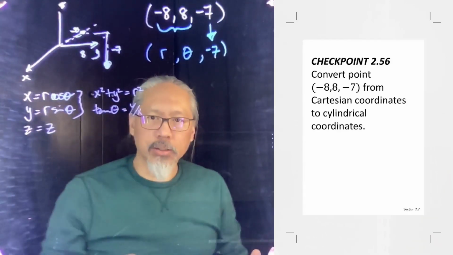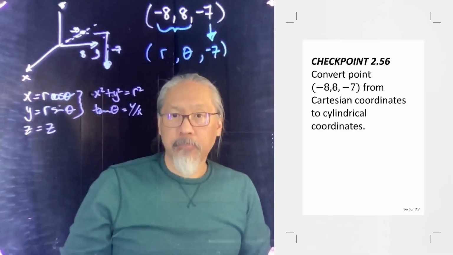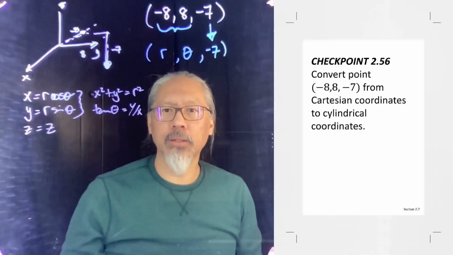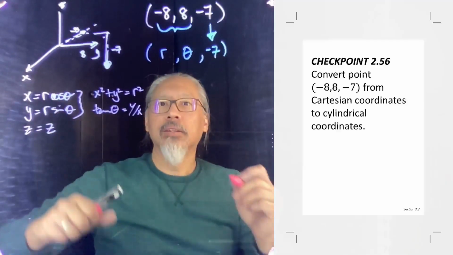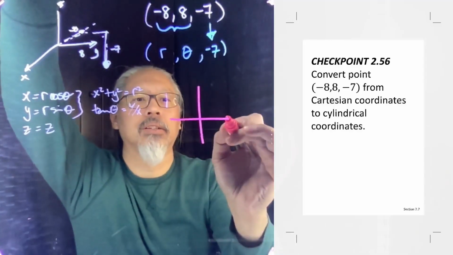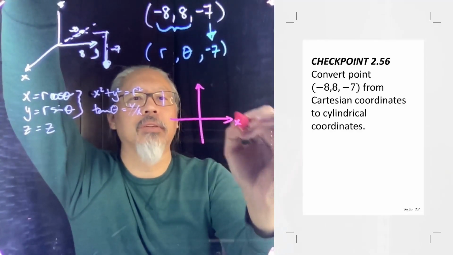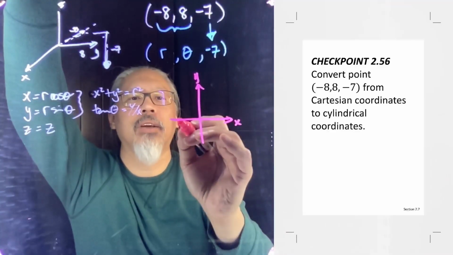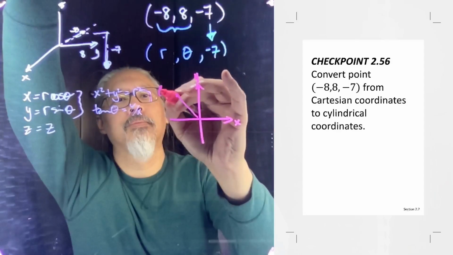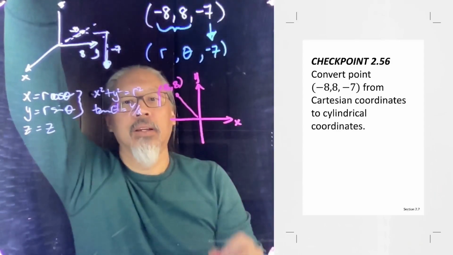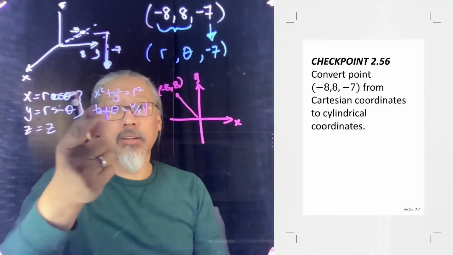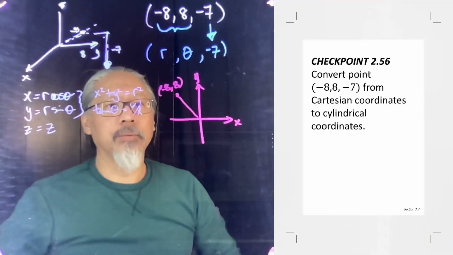But we might be better to look at it graphically instead, to give us some idea of what this point might be. So let us bring ourselves to 2 dimensions, and this is our 2D view, x and y, and the (-8, +8) would be the point over here. (-8, +8), and so we just need to figure out our r and our theta.